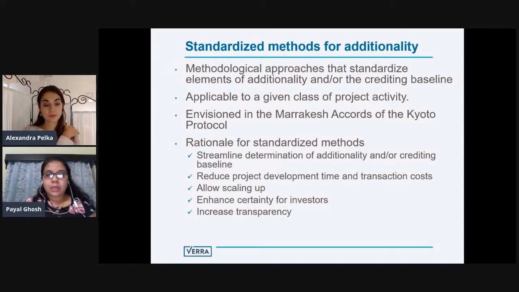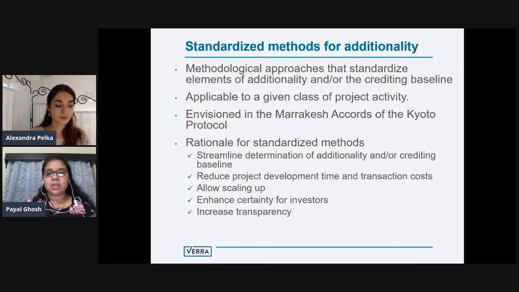So these are mainly done for a class of projects, and these are usually done to streamline the additionality and the baseline requirements so that the project proponents can reduce their transaction cost, improve the project development, have more time, and also allow more scaling up of such projects. They also, of course, enhance certainty for the investors, because the possibility of these projects going through a review or a rejection would be minimal. And of course, this also increases transparency in the process.